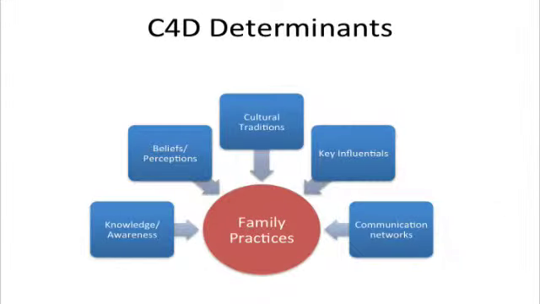Then in terms of C4D determinants, we clustered them broadly into 5 broad issues. We said we need to understand why people are practicing or not practicing certain behaviors. The determinants are basically the knowledge and awareness level. How much do they know about certain issues? What are their beliefs and perceptions and attitudes about those issues?